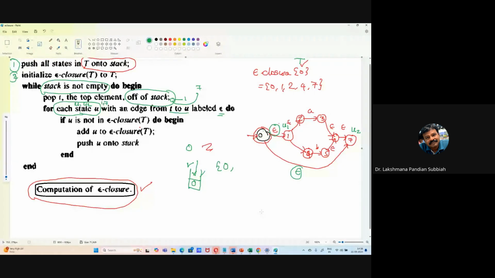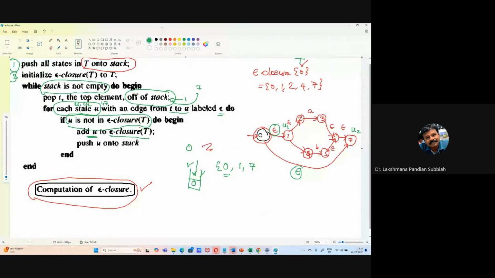Now, for 1 and 7, what we have to do is, if u is not included in the epsilon closure, currently only 0 is there, so 1 and 7 are not included, you include them. 1 and 7 are included, and also push 1 and 7 onto the stack. So add u, that is 1 and 7, to epsilon closure of t.